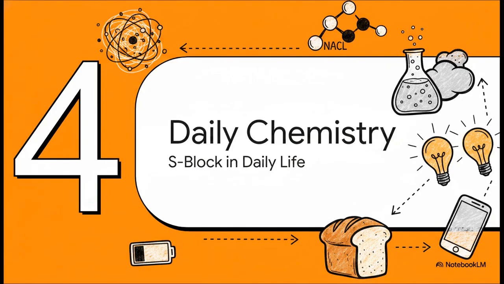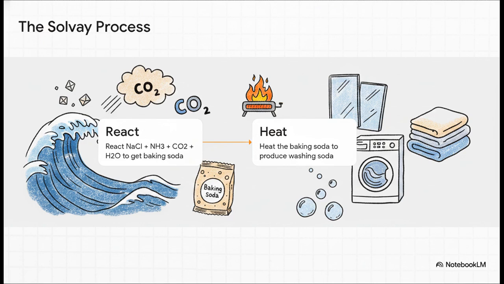Up next, Section 4. Chemistry in daily life. S-block elements are absolutely the workhorses of industry. Take the Solvay process, for example. By simply taking sodium chloride, that's common sea salt, and reacting it with ammonia, carbon dioxide, and water, we produce sodium bicarbonate, which you probably know better as baking soda.